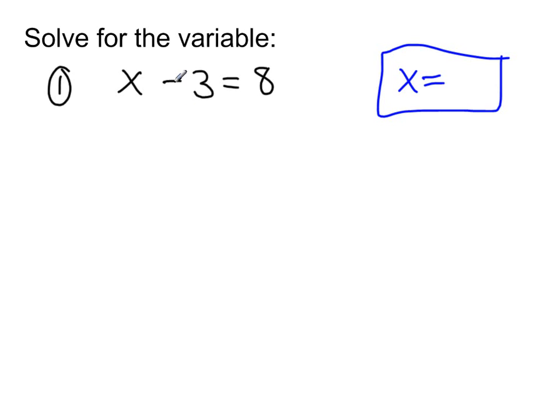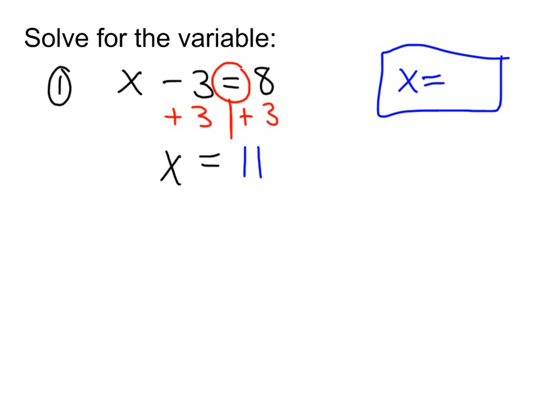And how can I undo minus 3? Well, I'll do the opposite. Instead of subtracting 3, I want to add 3, because negative 3 plus 3 is 0. 0 plus anything is the same thing, so I'd be left with x on one side of the equation. But if I add 3 on one side of the equation, and here's our two sides of the equation, I must do the same thing to the other. So what's 8 plus 3? It's 11.